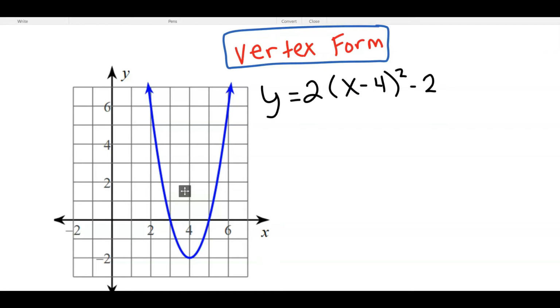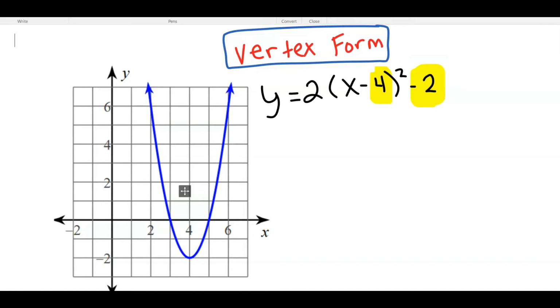Alright, we're going to be looking at graphing parabolas in vertex form. We're going to look at it in standard form, and this is going to be kind of a review of everything that we're going to learn about parabolas. Here is an equation of the parabola here in this graph, and it is in vertex form. And we call it vertex form because it actually gives us the vertex of this parabola.